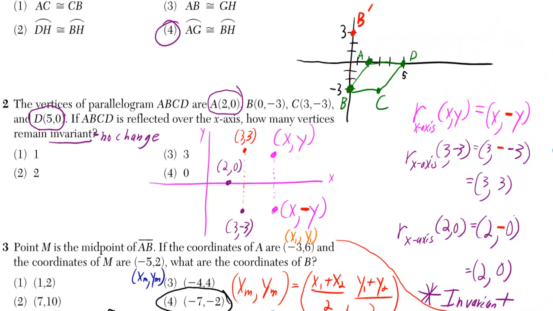Vary means a change, so invariant means no change. And what are vertices? Vertices are the points where your sides meet. In this case, we have 4 vertices.